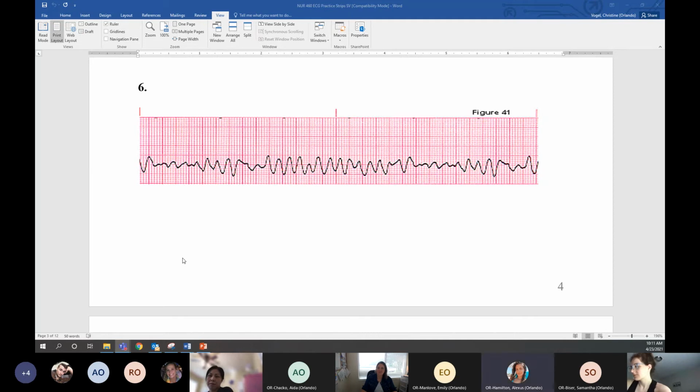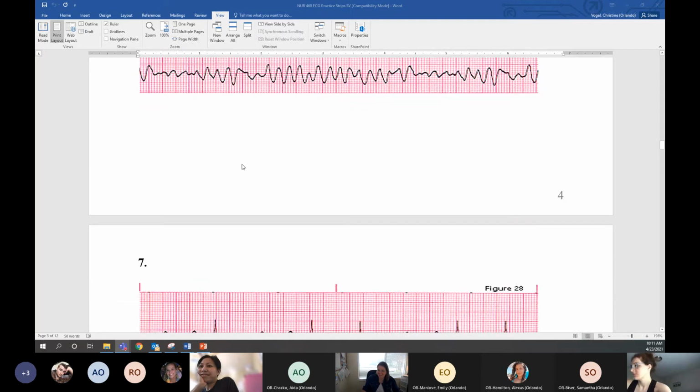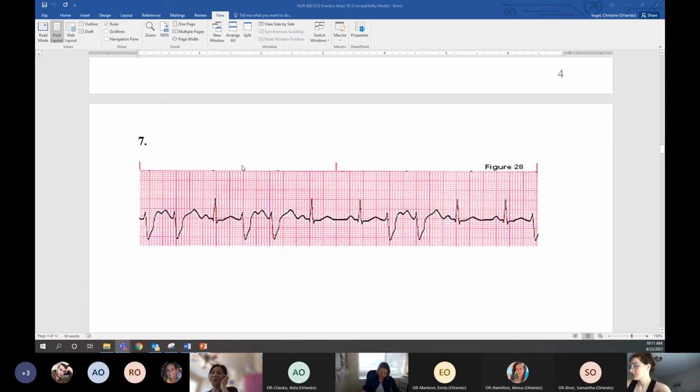There's no QRS complexes. Exactly. And it's just chaotic and really bizarre. You can't differentiate anything here. Very nice job. What do we do for VFib? It rhymes. DFib. Okay, good. And then, ooh, 7.